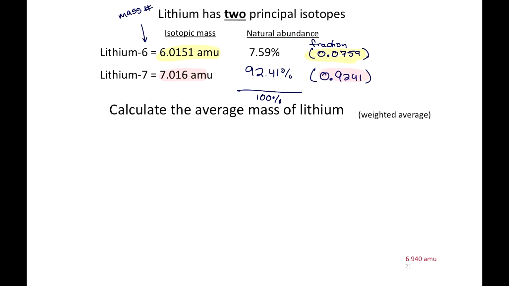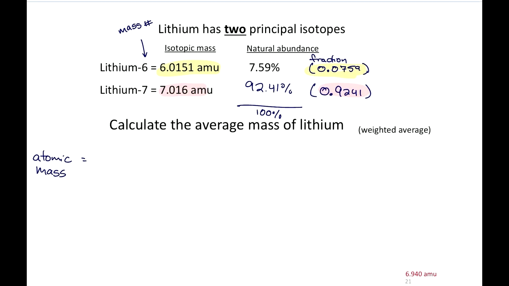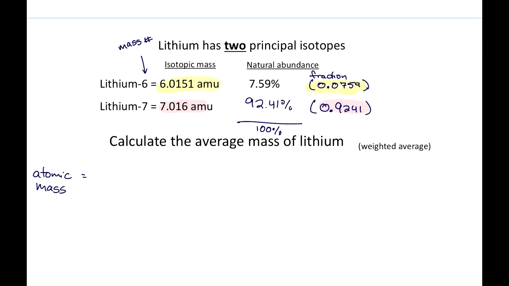So our atomic mass for an entire sample of lithium, actually, even before we answer this question, let me just cover up what the answer is. Based upon the abundances, where is our atomic mass going to be closer to? Is it going to be closer to 6 or is it going to be closer to 7? 7, why? It's more abundant, yes. So let's just do the math and prove it to ourselves that our answer will be closer to 7.